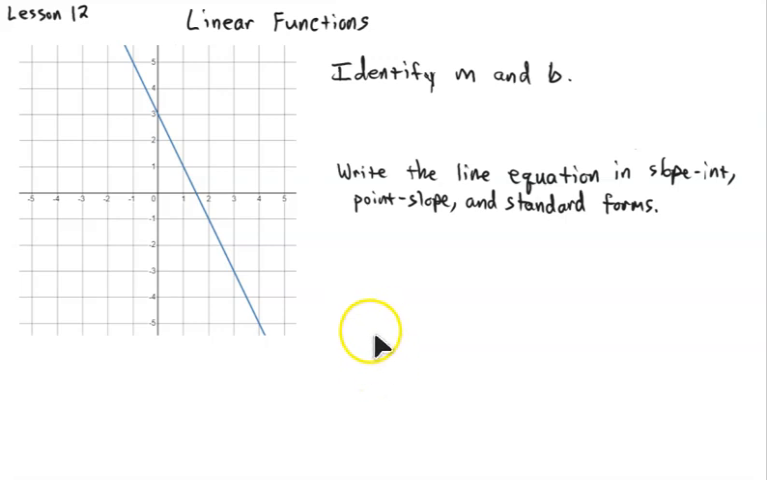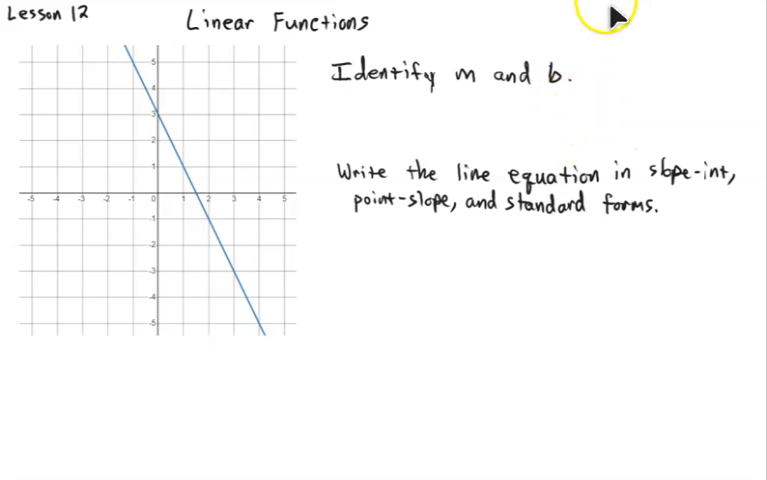All right, let's see what we have here. We're given a graph of a line, and we're told to identify M, the slope, and B, the y-intercept, and then it says write the line equation in slope-intercept form, point-slope form, and standard forms. So we're going to do all three forms, okay?